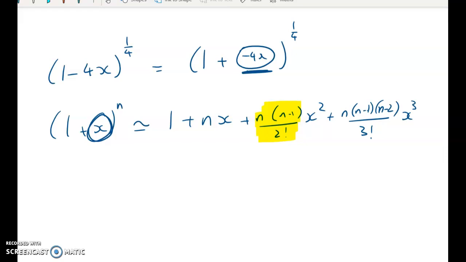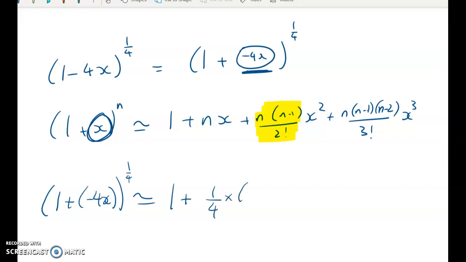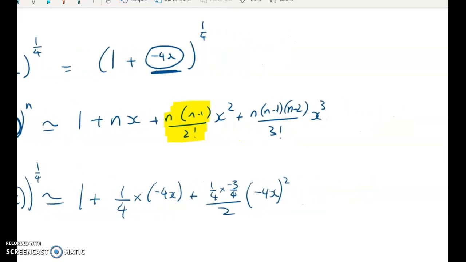So let's start substituting in. And here we've got this. We've got 1 plus negative 4x to the 1/4 is roughly equal to 1 plus, right, let's go really slowly. n is 1/4 times negative 4x plus 1/4 times negative 3/4 over 2 factorial times negative 4x squared. We need to do one more. It's going to be plus 1/4 times negative 3/4 times negative 7/4 over 3 factorial, which is 6, times negative 4x cubed, right?